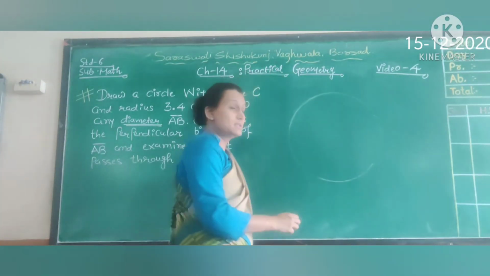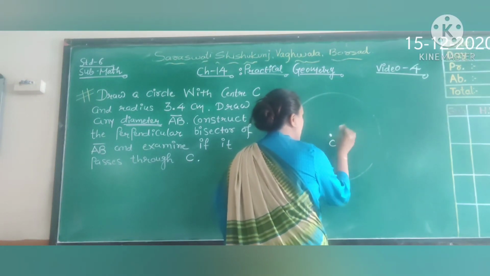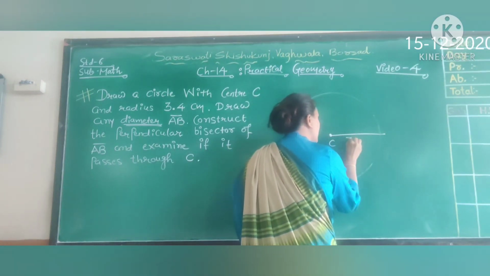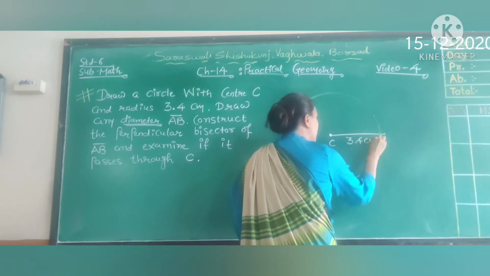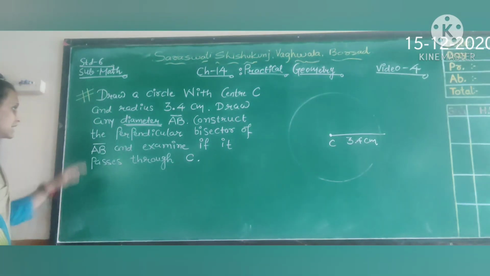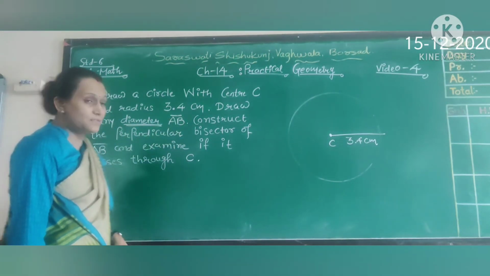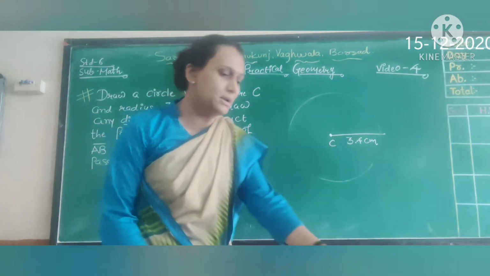Okay, now, so this is our circle. Let us give the name and center C, and this much is our 3.4 cm. Then here the question is to draw a diameter AB. So in this question, first we have to draw a diameter.